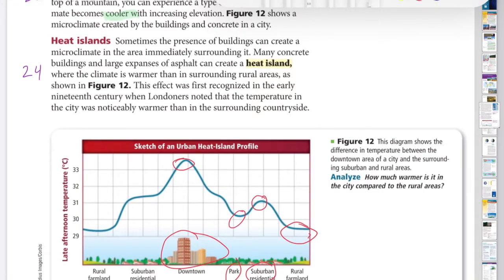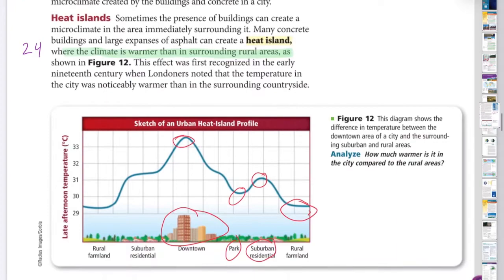Sometimes the presence of buildings can create a microclimate in the area immediately surrounding them. Many concrete buildings and large expanses of asphalt can create a heat island where the climate is warmer than in the surrounding rural areas, as shown in Figure 12. The effect was first recognized in the early 19th century when Londoners noted that the temperature in the city was noticeably warmer than in the surrounding countryside.